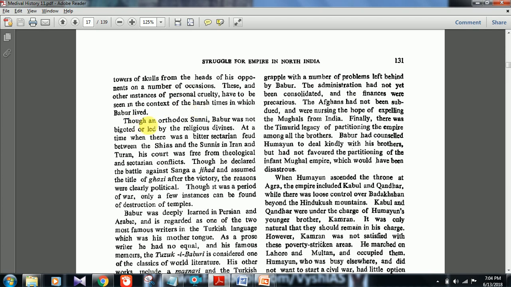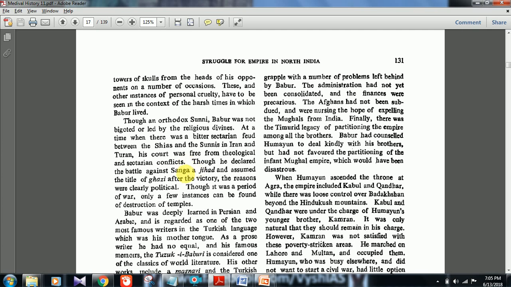Then, though an Orthodox Sunni, okay, so they are Sunni Muslims, he was not bigoted or led by the religious divines. At a time when there was a bitter sectarian feud between the Shias and Sunnis in Iran and Turan, his court was free from theological and sectarian conflicts. Okay, so even though he is an Orthodox Sunni follower, his court did not have this problem, any discrimination against Shia or something. There was no conflict among Shias and Sunnis. Later you will see Akbar also, the most secular ruler at that time.